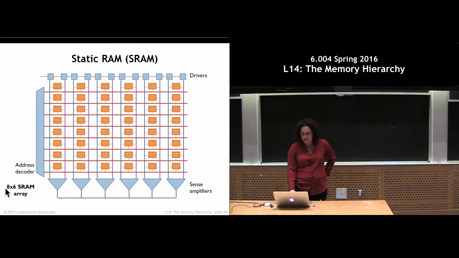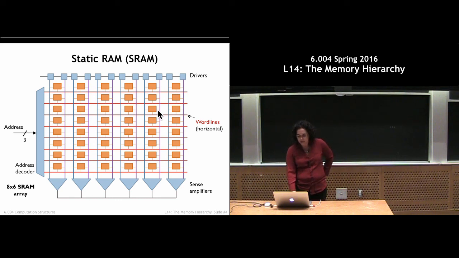In order to specify which of the locations we want to communicate with, we use this address decoder, and because here we have, in this example, just 8 locations, we need 3 bits to specify which of the locations we want to access. And so we pass this 3-bit address, and what that does is it turns one of these word lines, these horizontal lines, on. The rest of them are all off.